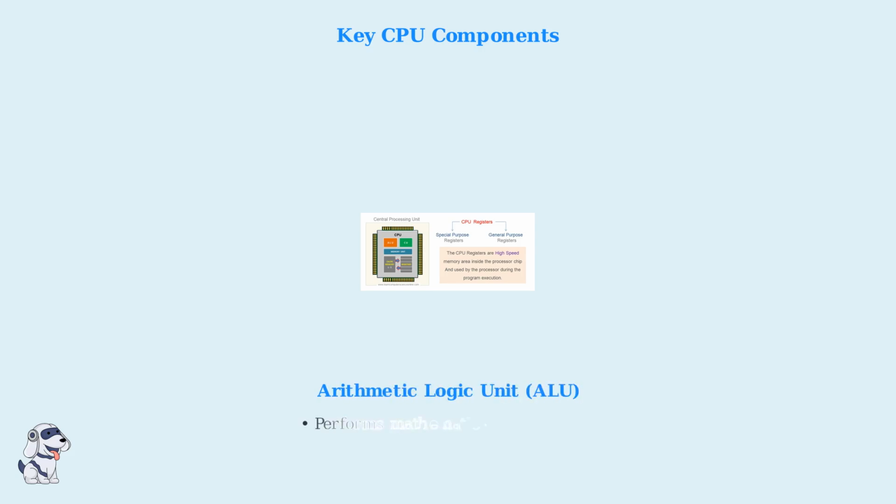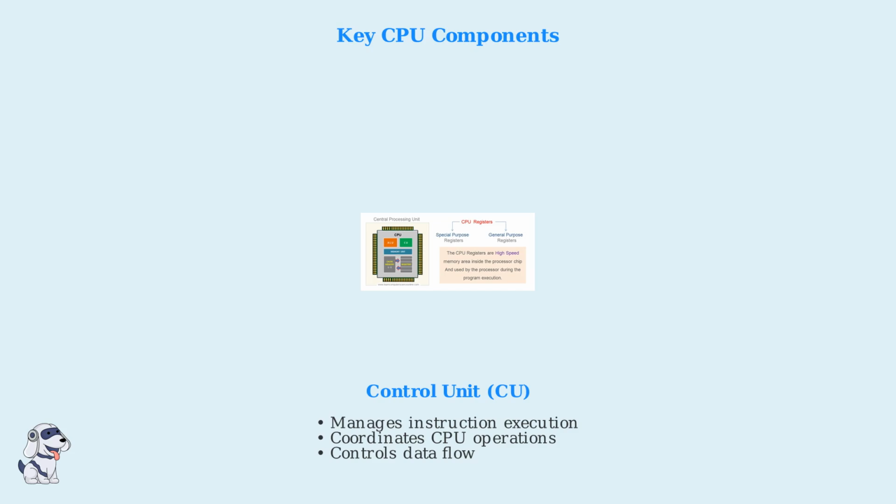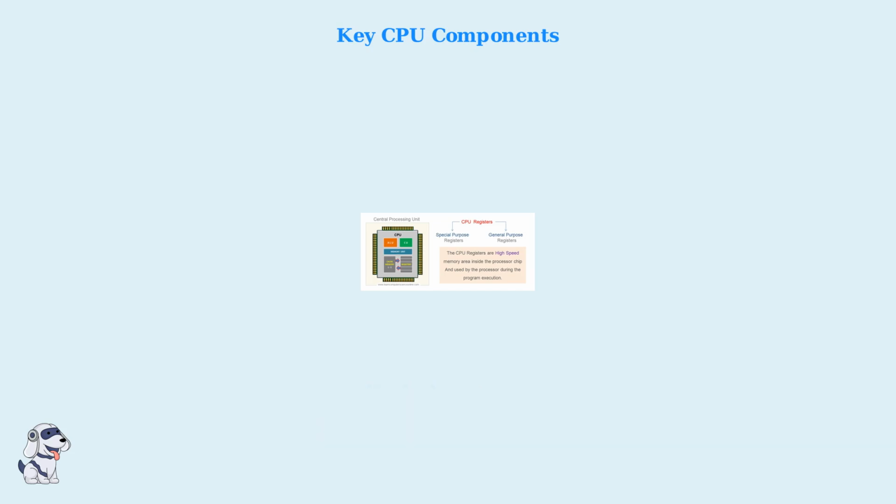The Arithmetic Logic Unit, or ALU, is responsible for performing all mathematical calculations and logical operations. It can add, subtract, multiply, divide, and perform comparisons between data values. The Control Unit manages the execution of instructions. It coordinates all CPU operations, tells other components what to do, and ensures instructions are executed in the correct sequence.